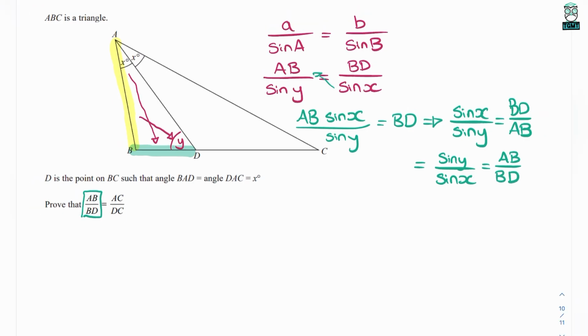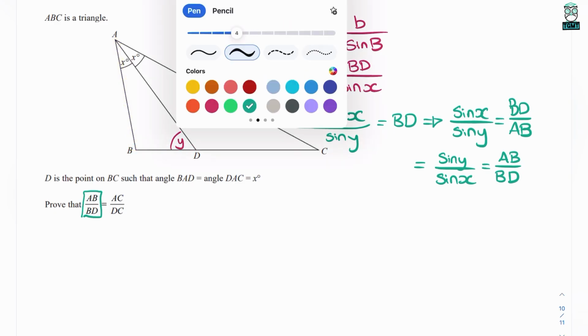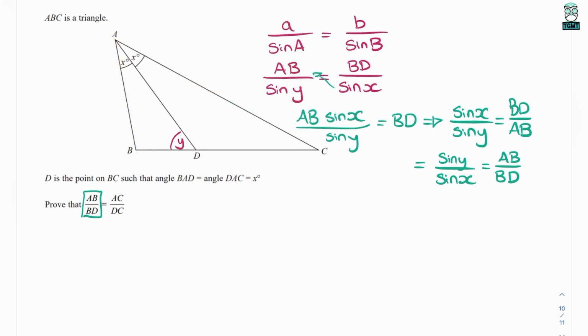So if we can show that AC over DC is also equal to sine y over sine x, then we'll have a match and we'll be able to prove that. But we just need to move on to that other triangle in order to prove that. Now we've said that this angle here is y. So in order to get this angle here, which is on a straight line, we'd have to do 180 minus y. And that moves us into this triangle. And hopefully that helps us with the lengths.